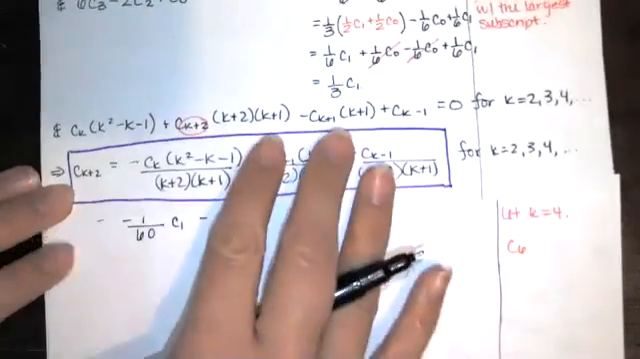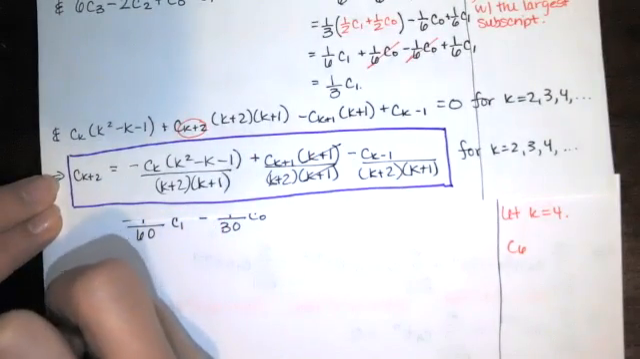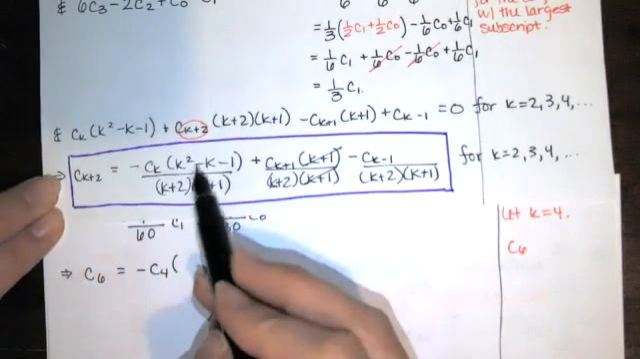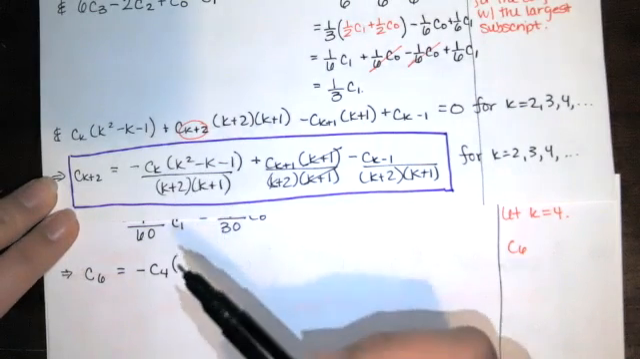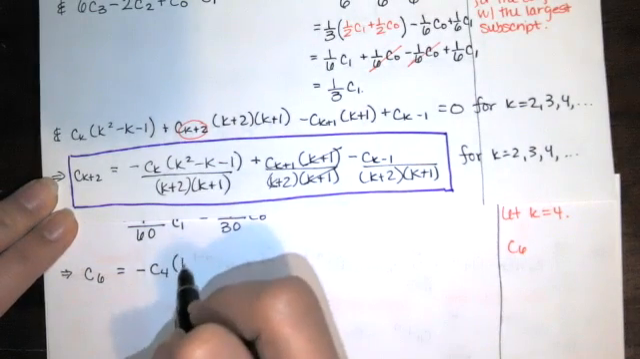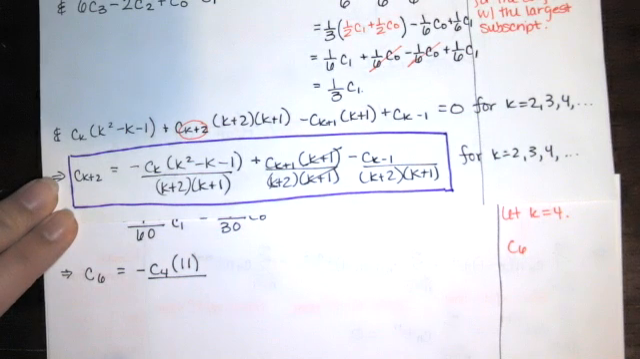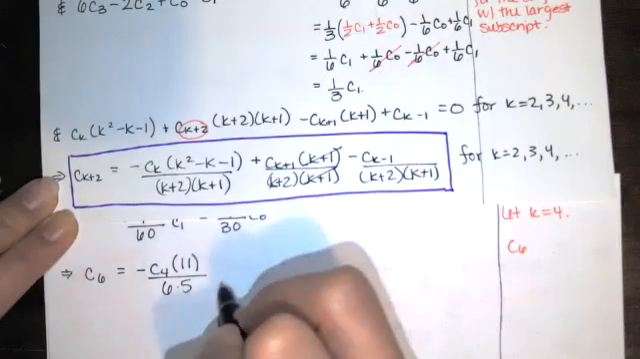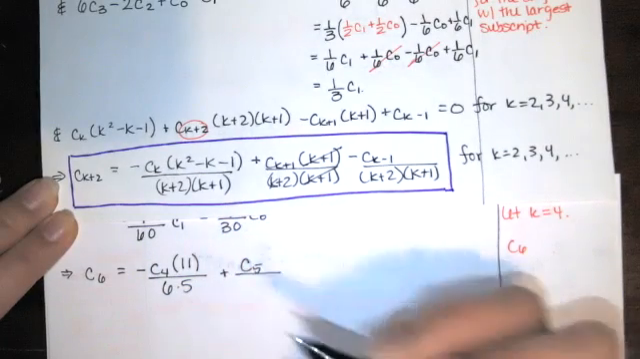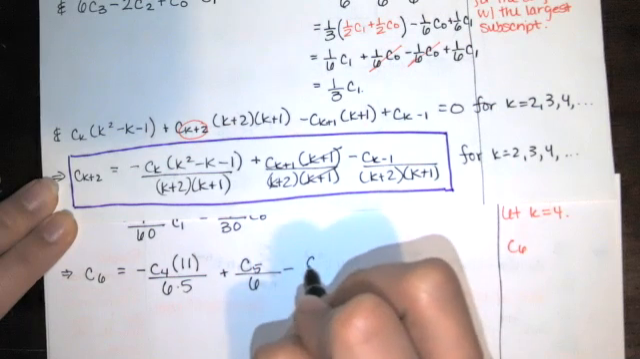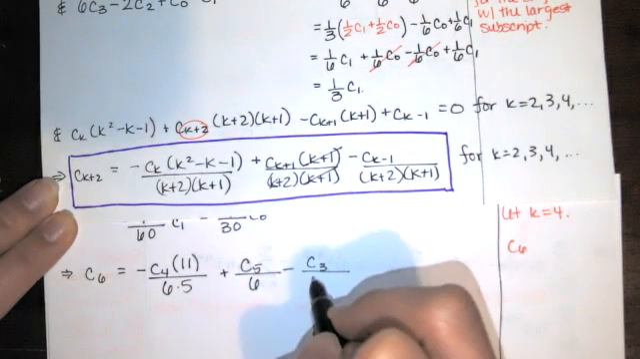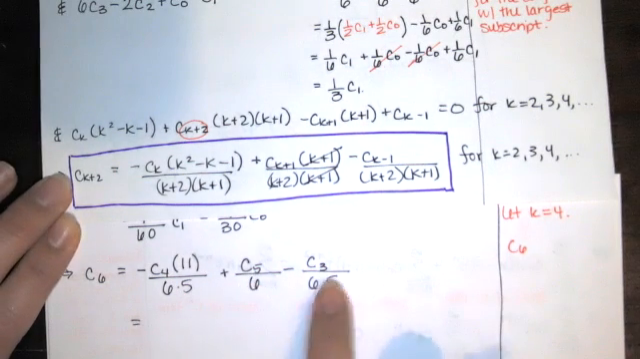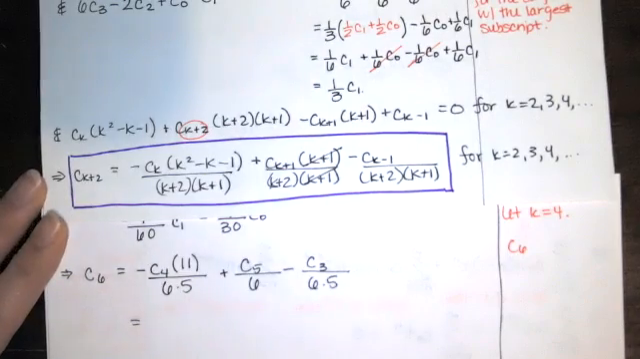So when k is equal to 4, we get c sub 6 equals negative c sub 4 times 4 squared is 16, 16 minus 4 is 12, 12 minus 1 is 11, over, when k equals 4, it's going to be 6 times 5, plus c sub 5 over 6 minus c sub 3 over 6 times 5. Okay, and then we just substitute c sub 4, c sub 5, and c sub 3 in here in terms of c sub 1 and c sub 0 and simplify.